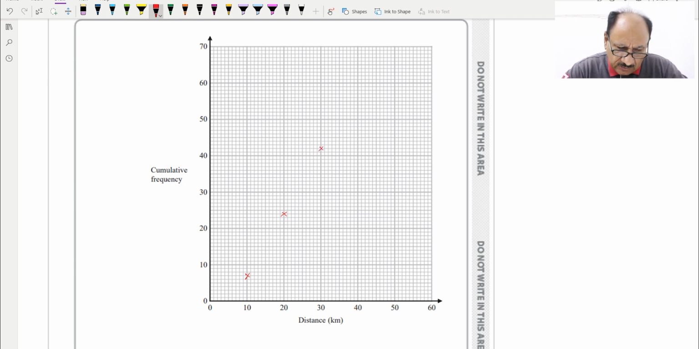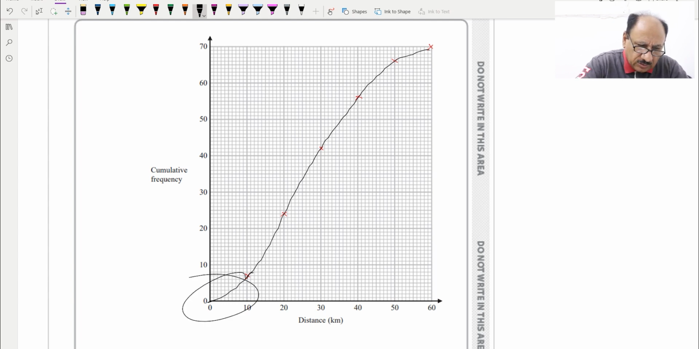Up to 40 it's 56, so 56 will be this one, and up to 50 the value is 66, which is this one, and for 60 it's the 70 mark, which is this one. So now we just need to draw a smooth curve like this one. You need to practice for the smoother curve, and you can draw up to this one or you can reach up to this. It's not compulsory, but you can draw this, and this is how we can draw this cumulative frequency graph.